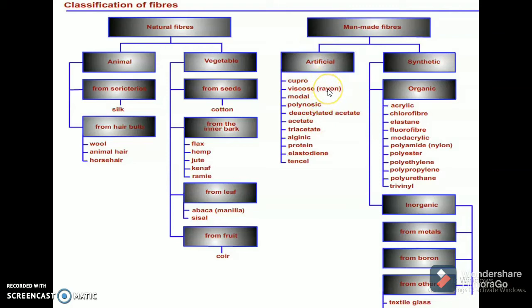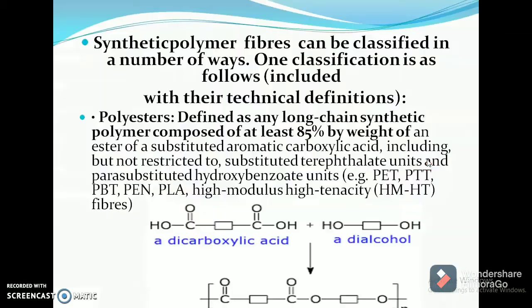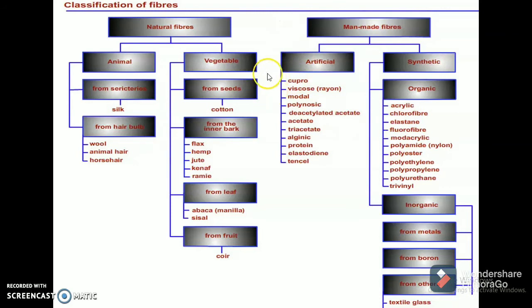In this viscose rayon, one of the first regenerated fibers was rayon, also referred to as viscose or viscose rayon, regenerated from wood pulp. This is the main important thing. Next, synthetic, again divided into organic and inorganic, from metal, from boron, from others. From organo-alkalic, fluorofiber, monoacrylic, polyester, etc. Next, in later process, we will discuss the cotton classification also.